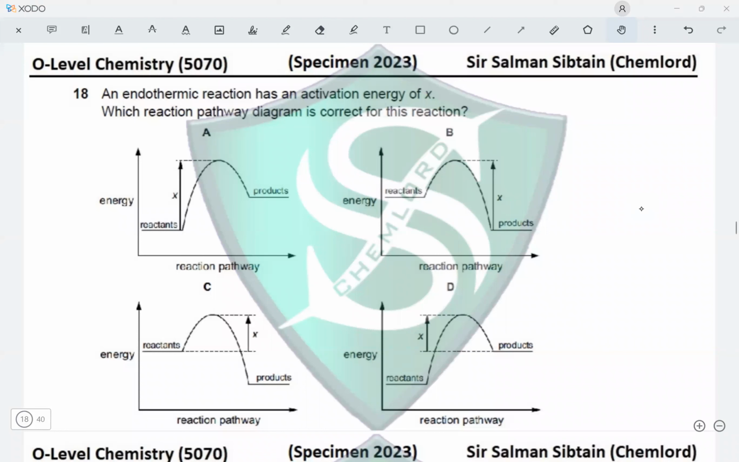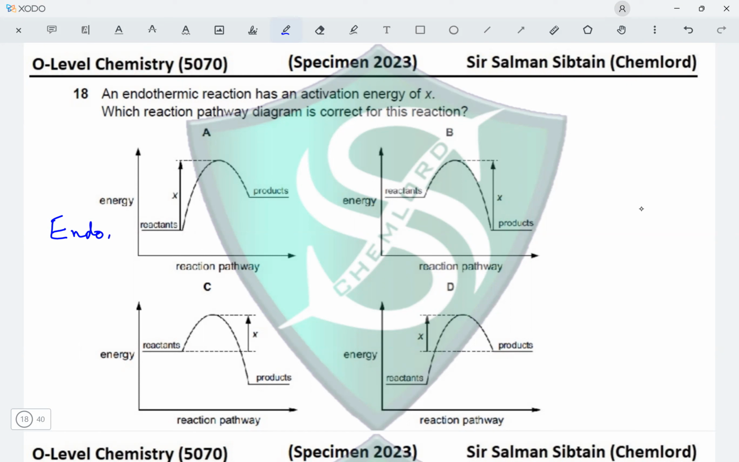Question 18. An endothermic reaction has an activation energy of X. Which reaction pathway diagram is correct for this reaction? Okay, so first of all, this being an endothermic reaction will have its products placed above the reactants in the energy profile diagram. So in option A, the products are above the reactants, making option A an endothermic energy profile diagram. So option A could be a correct option.